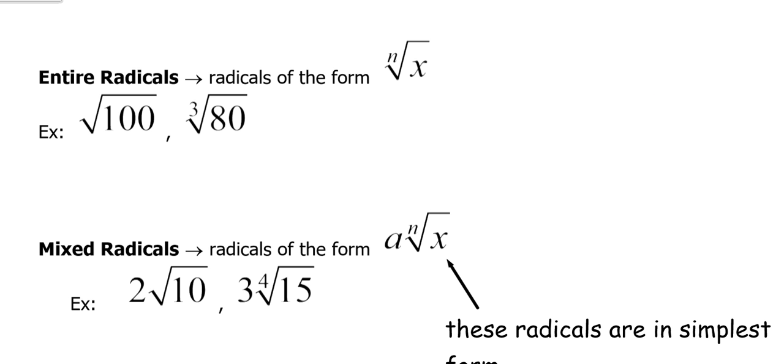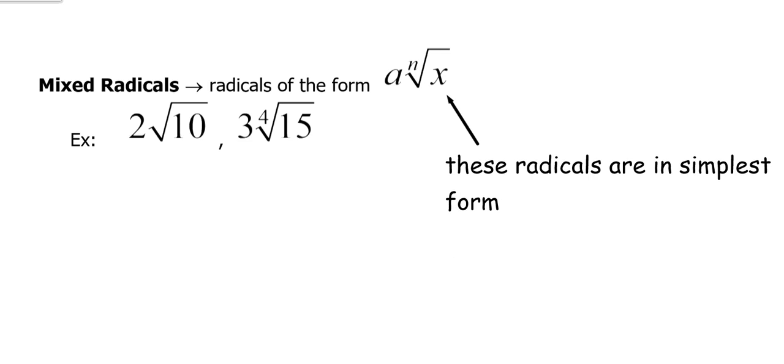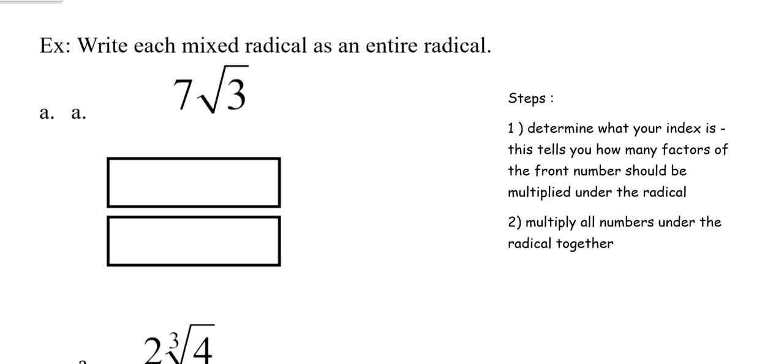Here we go, entire radical. An entire radical is in the form of the nth root of x. So an example would be the square root of 100, or the cube root of 80. These are entire radicals. Mixed radicals have a different form where they have a coefficient number in front, a times the nth root of x. The radical part of this must be in simplest form, so you must not be able to take the square root, the fourth root, or the cube root of whatever number is underneath. So an example would be 2 root 10, 3 root 3, and the fourth root of 15. Those are all examples of mixed radicals.